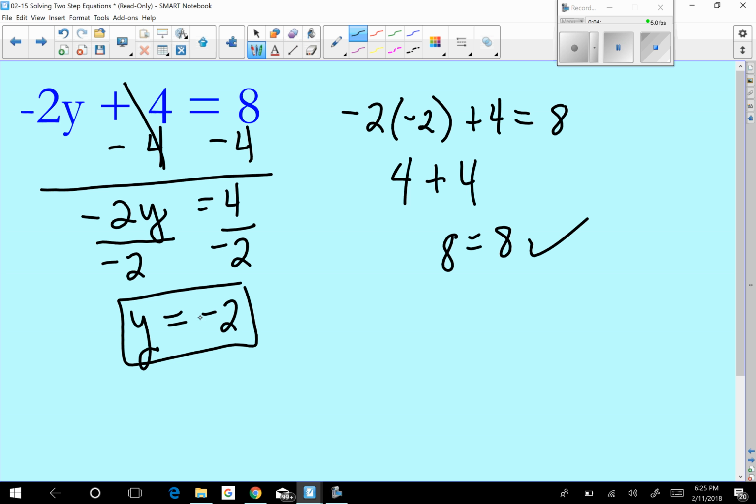And if you had done that, then you would have gotten that y is positive 2, which when you would have plugged it in on this side here, you would have gotten negative 2 times a positive 2, which would be a negative 4. And a negative 4 plus a positive 4 would have given you 0. And 0 is not equal to 8. So you would have known that you made a mistake somewhere. So always go back and check your work, especially when you've got negatives.